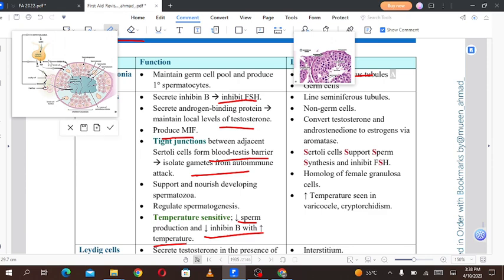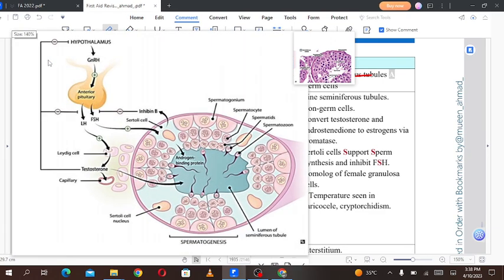If I could zoom in, here you can see these are the Sertoli cells. This is also a Sertoli cell, and this is the Sertoli cell nucleus. This whole blue structure with the orange nucleus is the Sertoli cell, a big cell. They produce inhibin B, which inhibits the FSH. FSH was stimulating the Sertoli cell, and the Sertoli cell gives a negative feedback loop to FSH production.